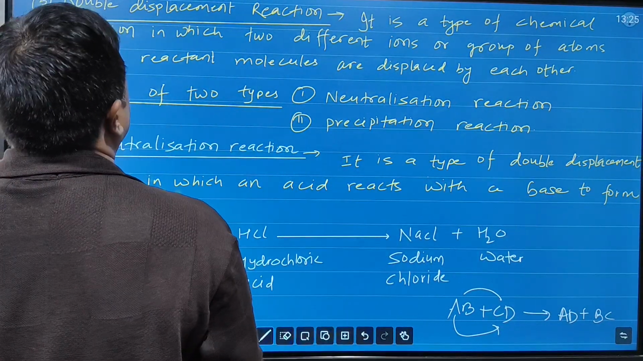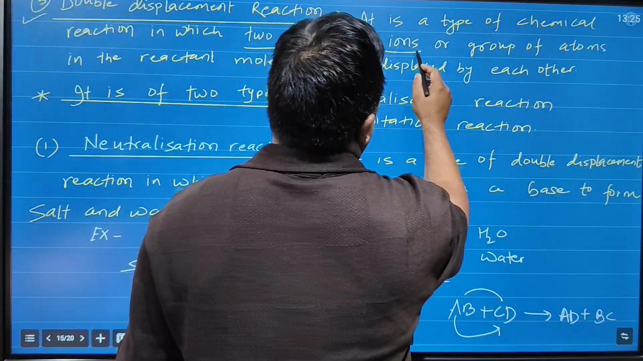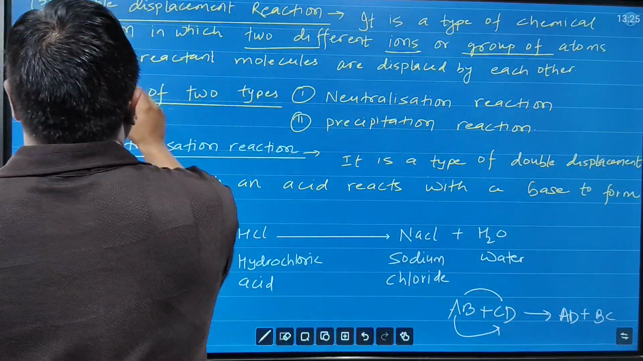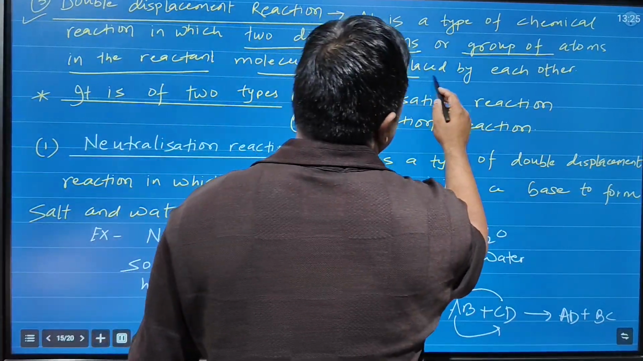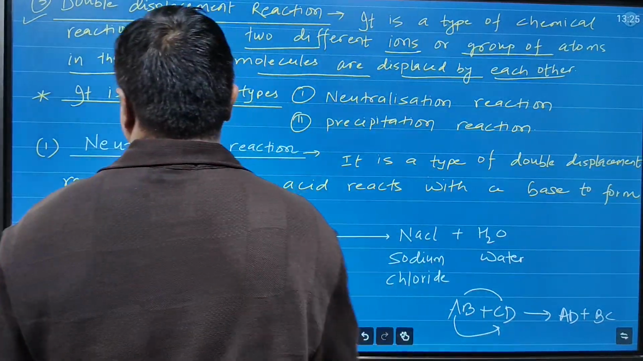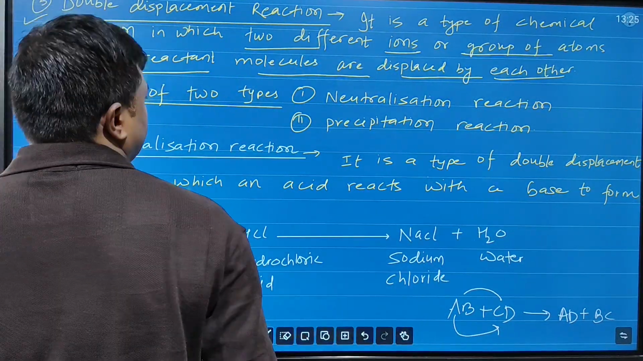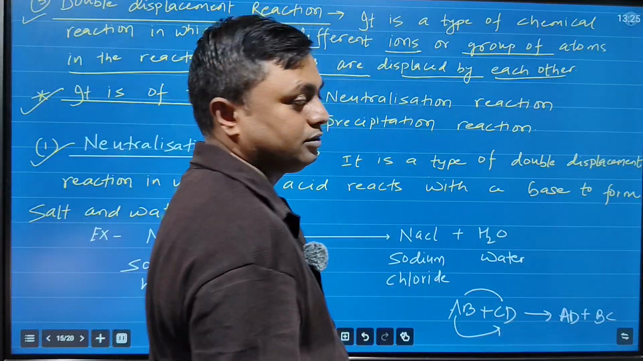It is a type of chemical reaction in which two different ions or groups of atoms in the reacting molecules are displaced by each other. So it is generally of two types: neutralization reaction and precipitation reaction.